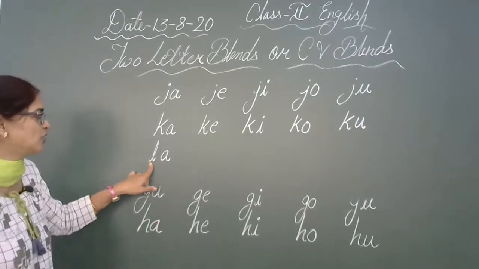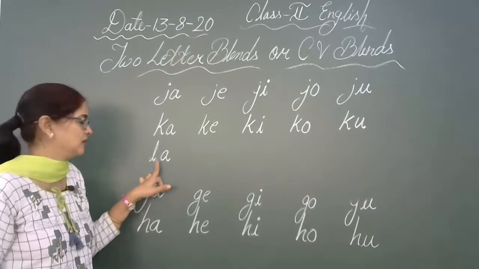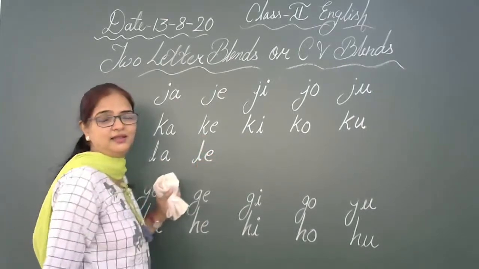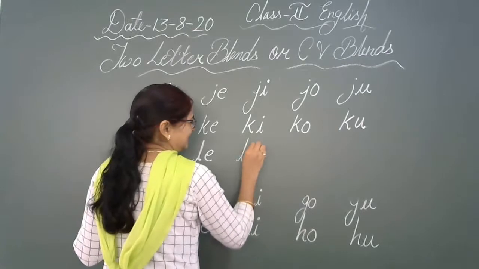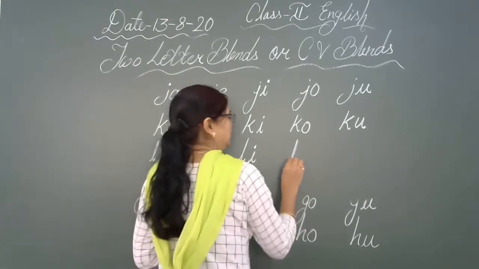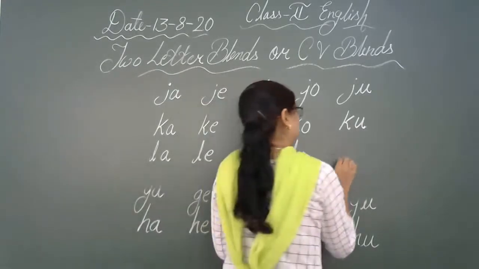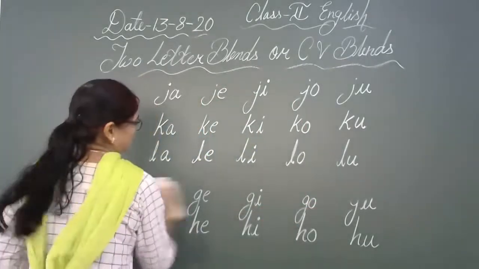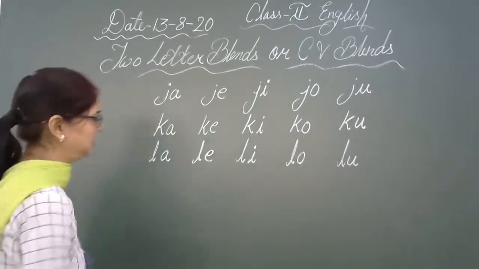Now next consonant is L. Sound of L is L. L, A, L. L, E, L. L, O, L. L, A, L. Okay. Now let's come to next consonant.